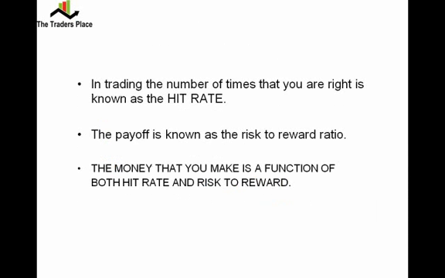Now, in trading, the number of times that you're right is known as the hit rate. Can you see the screen? Okay, so the number of times that you're right is known as the hit rate. The payoff is known as the risk to reward ratio. In other words, the amount of money you make versus the amount of money that you lose when you're wrong. That is known as a risk-reward ratio. And the profit that you make is a function of the hit rate and risk to reward.